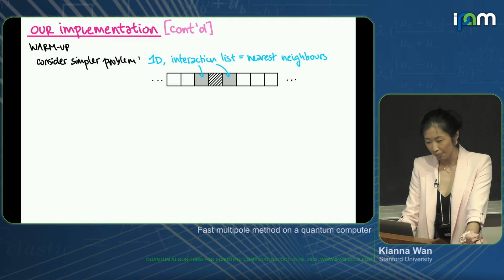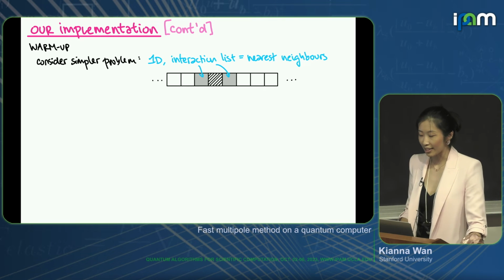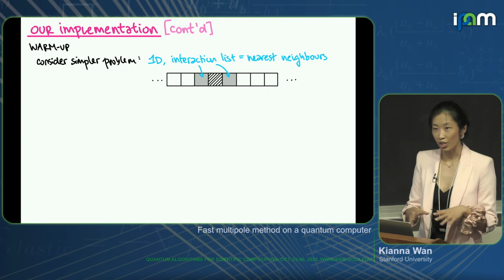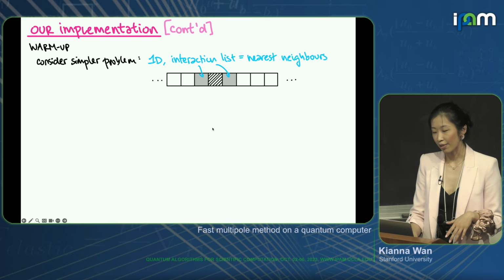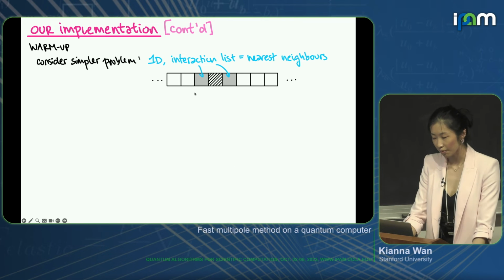Okay, so what do we do? As a warm-up, let's consider a simpler problem where we're just in one dimension and the interaction list is just nearest neighbors.